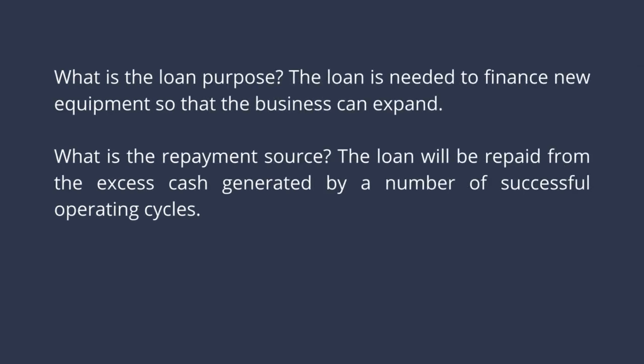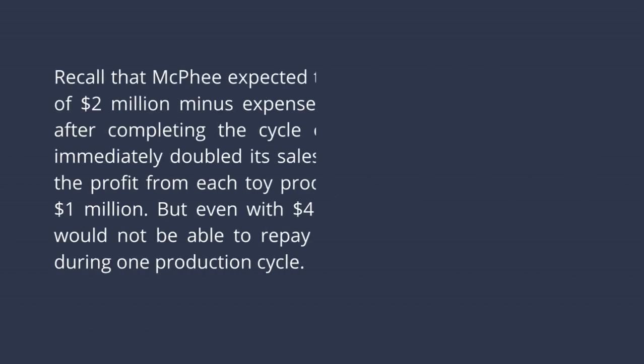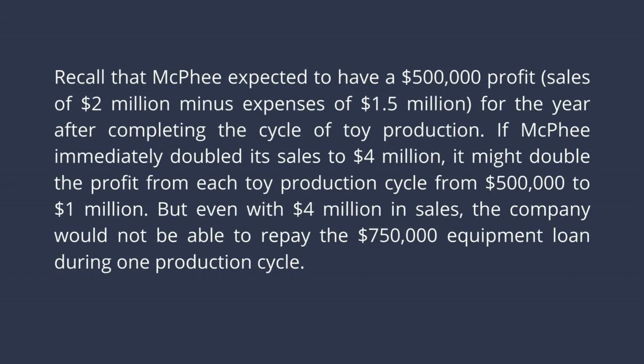What is the loan purpose? The loan is needed to finance new equipment so that the business can expand. What is the repayment source? The loan will be repaid from the excess cash generated by a number of successful operating cycles. Recall that McPhee expected to have a $500,000 profit, sales of $2 million minus expenses of $1.5 million, for the year after completing the cycle of toy production.